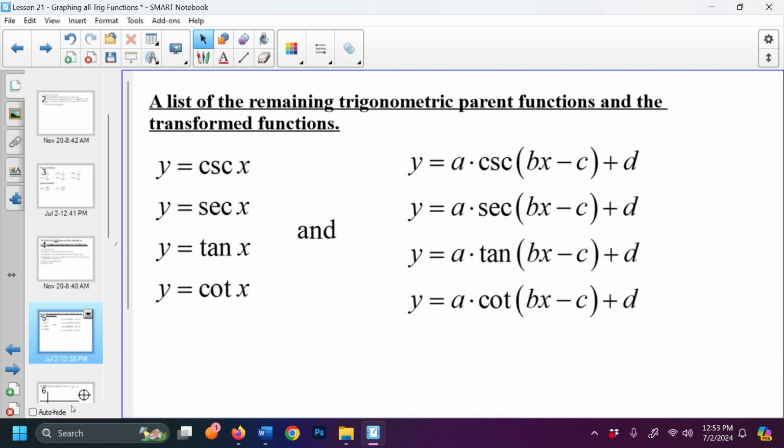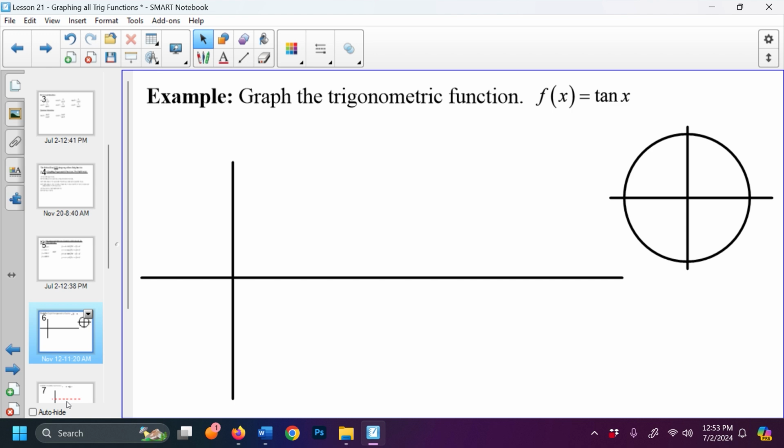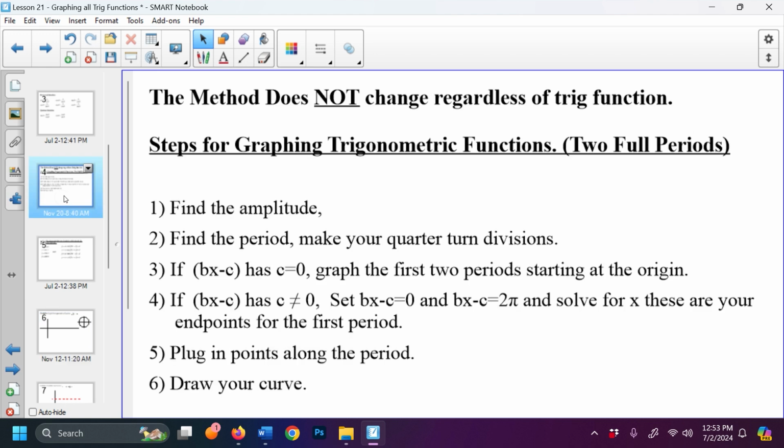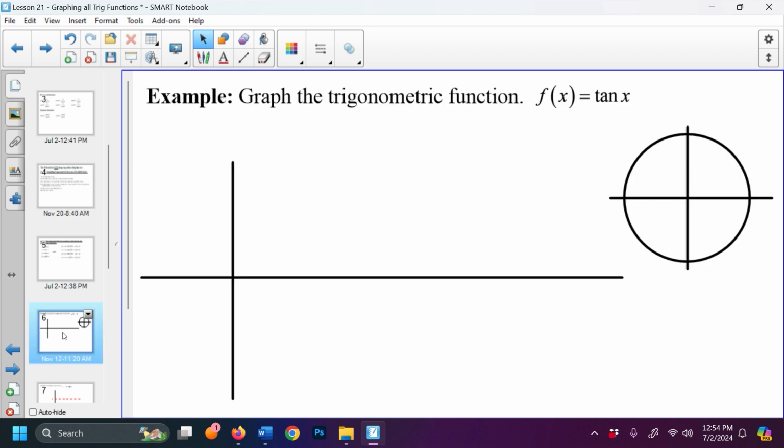All right, let's start with an easy one. We are going to start with just tangent x. Remember, tangent has no amplitude, so we're going to find the period and make our quarter turn divisions. We're going to treat tangent the same way we did sine and cosine in the last lesson, even though we know that the period of tangent is just pi. So we're still going to treat it as if it has a period of 2 pi. And so I'll put my first period there, my second period there.